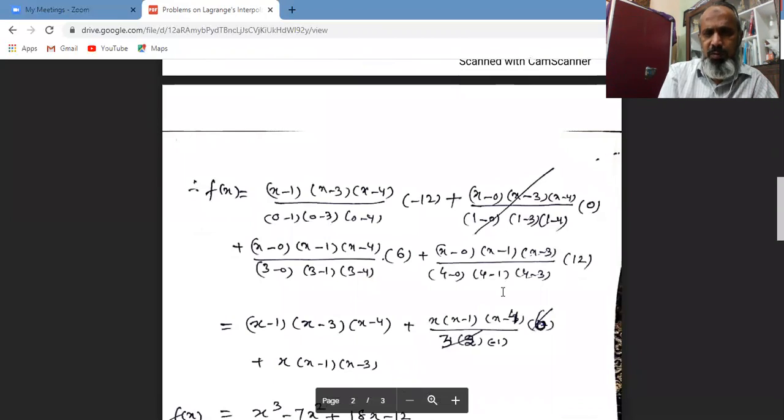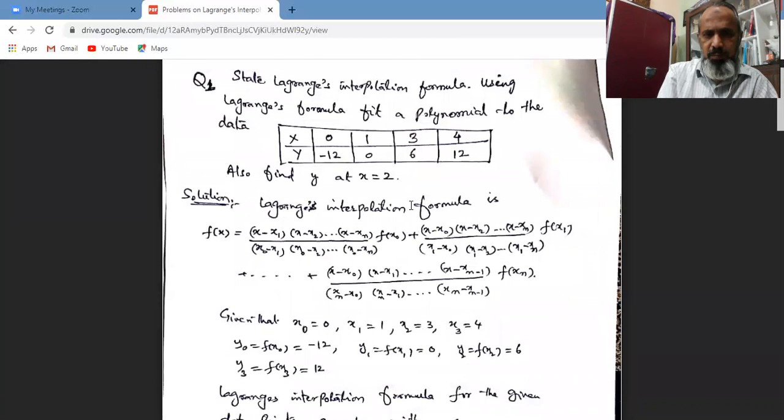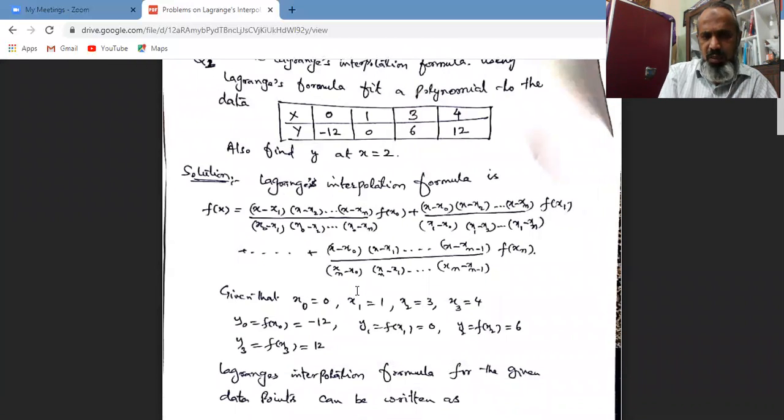Now we are substituting the values. What is the x1 value? X1 value is 1. This is x2, this is x3. And what is x0? X0 is 0. So 0 minus 1, 0 minus 3, 0 minus 4 into f of x0. F of x0 value is minus 12. So in the problem, these are x0, x1, x2, x3, and y0 value is minus 12, that is f of x0. Y1 is f of x1, which is 0. Y2 is f of x2, which is 6. And y3 is equal to f of x3, which is 12.